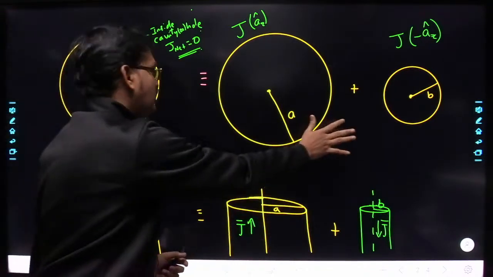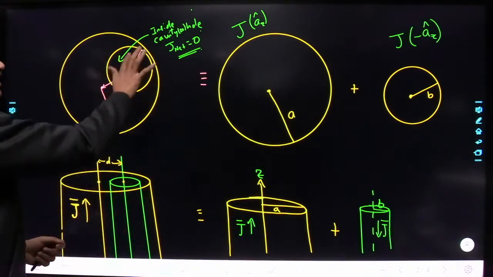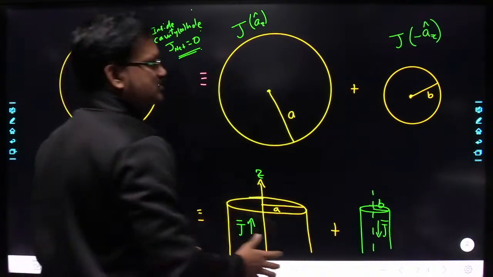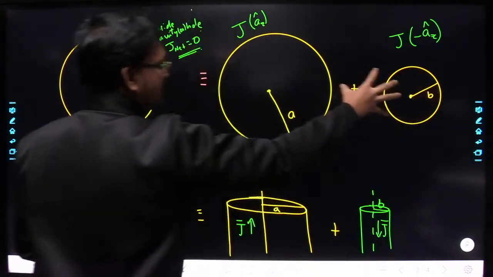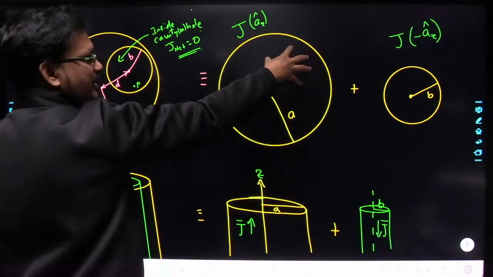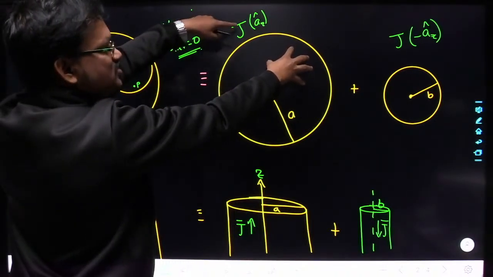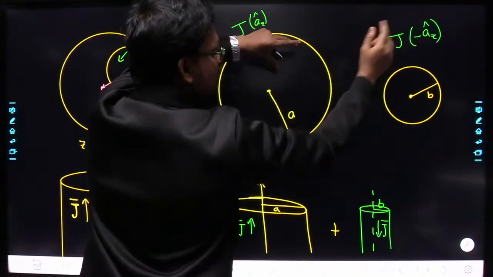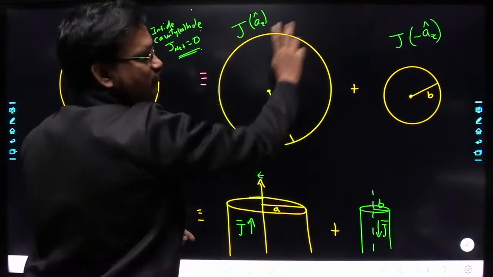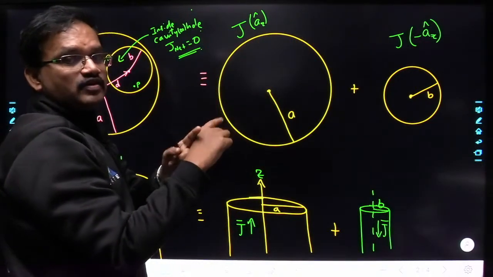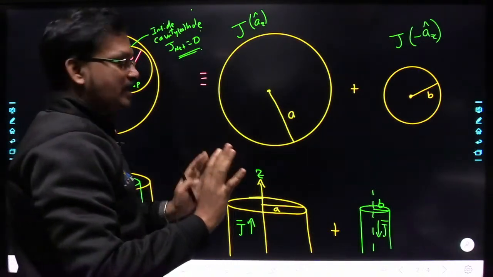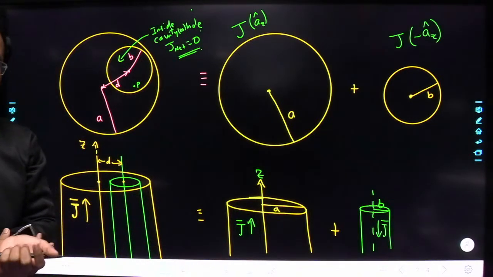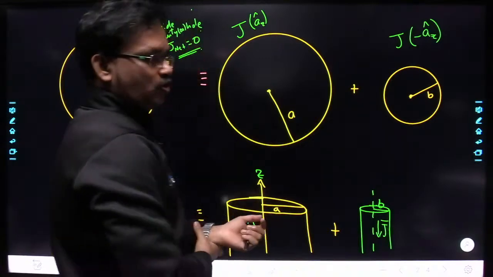Understood? So this one and this one will become the same. This is inside the cavity, and inside the cavity the net current must be equal to 0. If I keep this cylindrical wire exactly at this location, then plus J is already flowing along the positive Z direction, and for this one J is flowing in the negative Z direction. Both are flowing in opposite directions, so the net current will become equal to 0. Then this one and this one will become the same. I hope you have understood this.